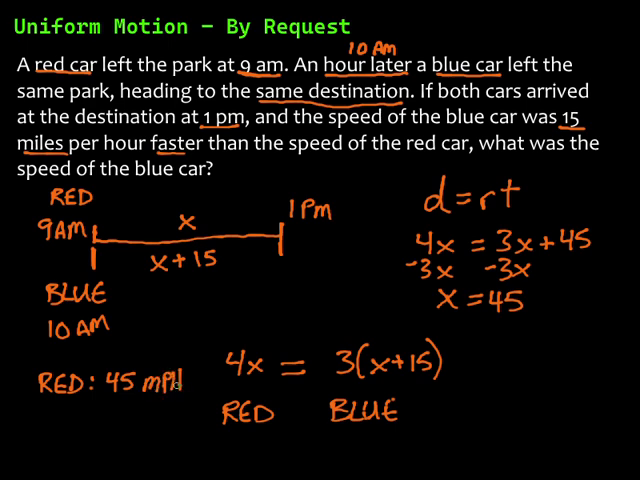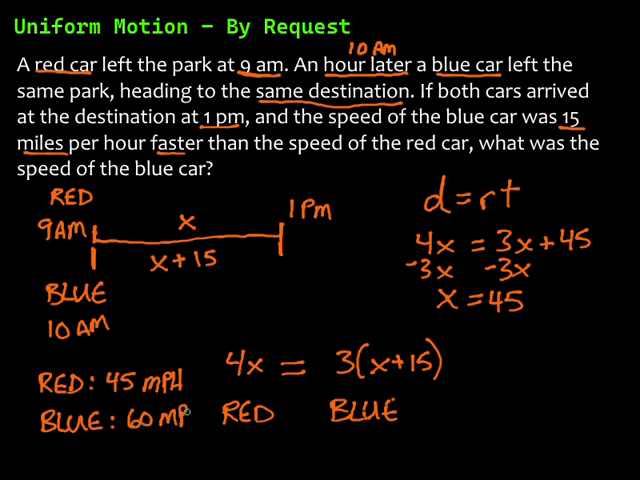And it's helpful to us because look at the blue car. It's x plus 15, and now we know what x is. So I can just plug in that 45 there, and we find, sure enough, the blue car was traveling at 60 miles per hour.